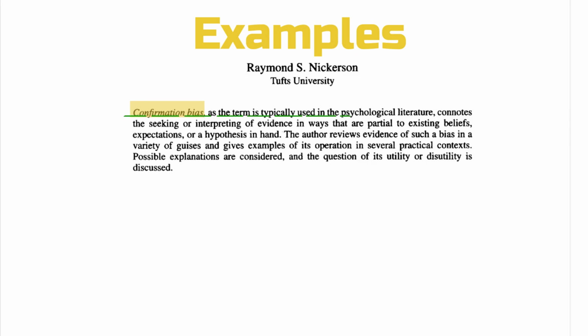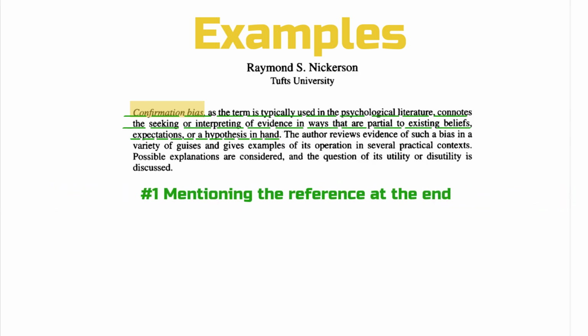Confirmation bias, as the term is typically used in the psychological literature, connotes the seeking or interpreting of evidence in ways that are partial to existing beliefs, expectations, or a hypothesis in hand, and so on. So first, mentioning the reference at the end. This is how a paraphrase could look like.